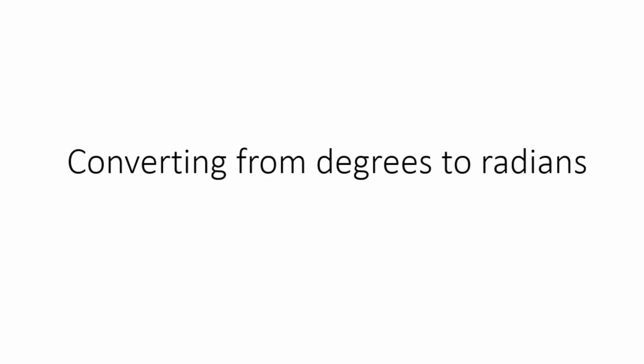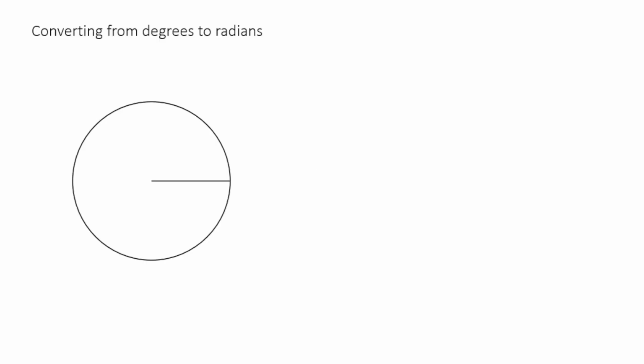Hi guys, today we're going to be starting a new topic that is circular measure, and we're going to be thinking especially about radians. Let's get started. What are radians essentially? Well, it is just another method of measuring angles. Radians is another way that we can measure angles.